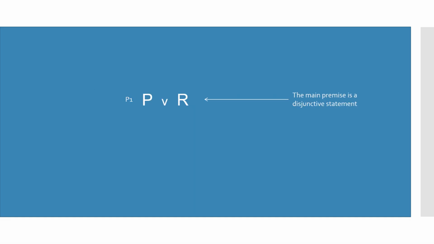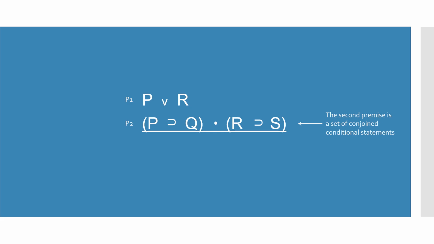So let me show you by way of an example what this would look like. To begin, the first and main premise of the argument is technically always going to be just a disjunctive statement, something like it is either P or it is R. The second premise is a set of conjoined conditional statements. So notice I have on one side of this conjunction, because it is a conjunction, just an and claim. On one side, one of my conjuncts is simply a conditional statement, if P then Q. And on the other side of the conjunct, I get another conditional statement which just says, if R then S.